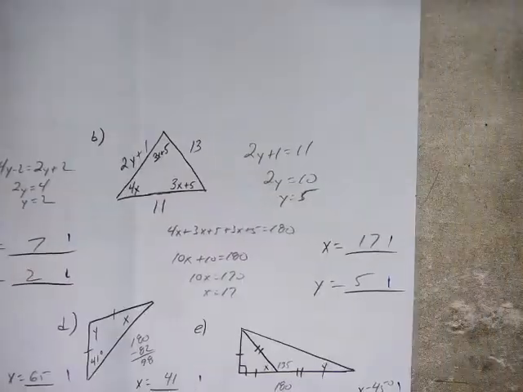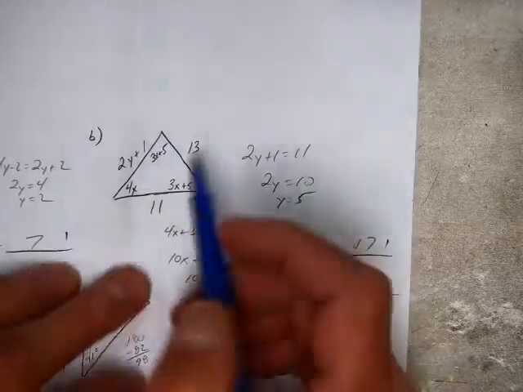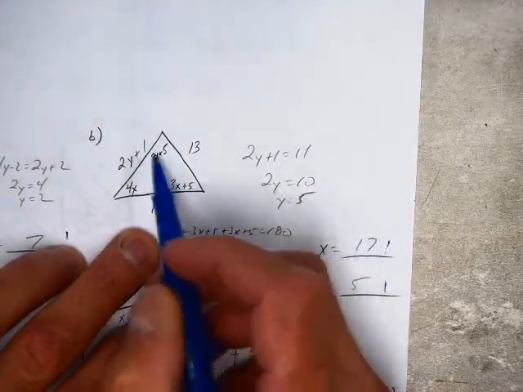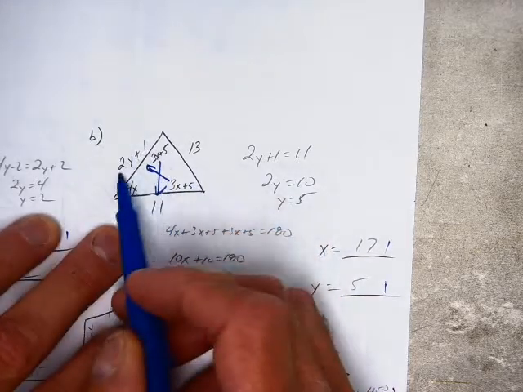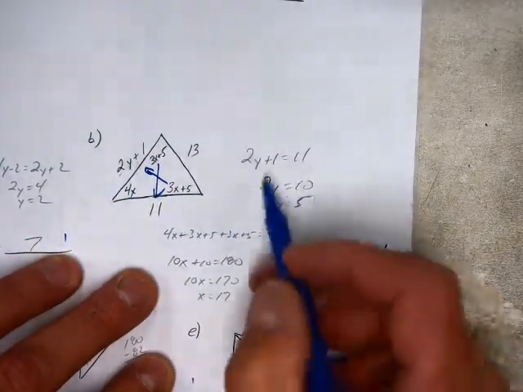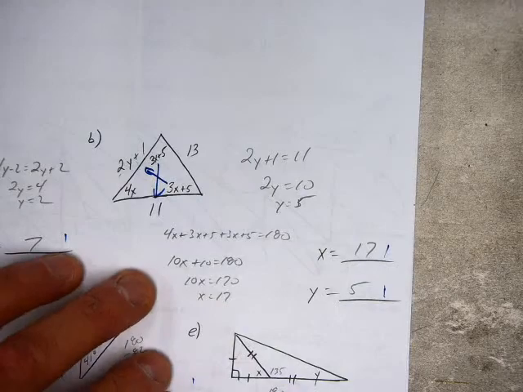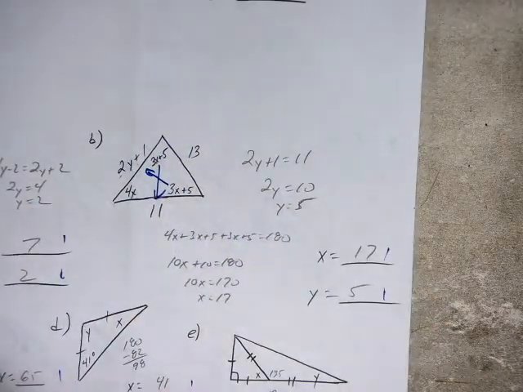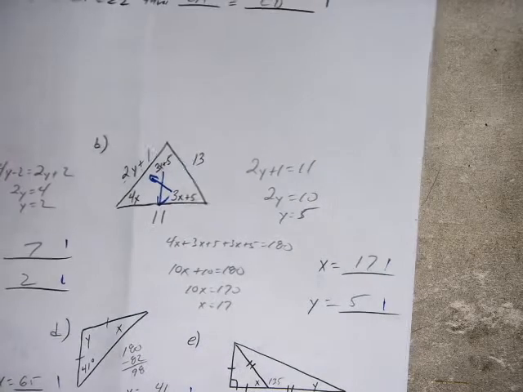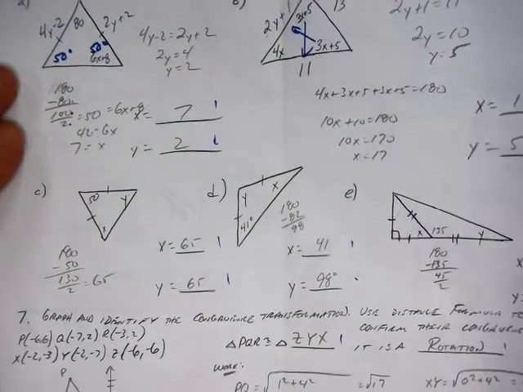Okay, on this one over here, b. These two, 3x plus 5s, are the same. So what that tells me is those two sides are the same. 2y plus 1 equals 11. Y is 5. Now for my x, add all three up to get 180, simplify, solve it, and get 17. Okay. C.